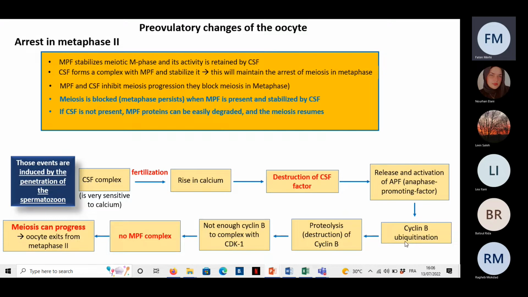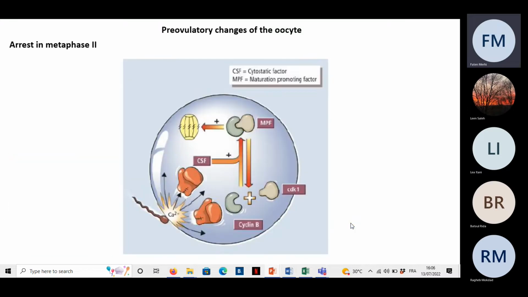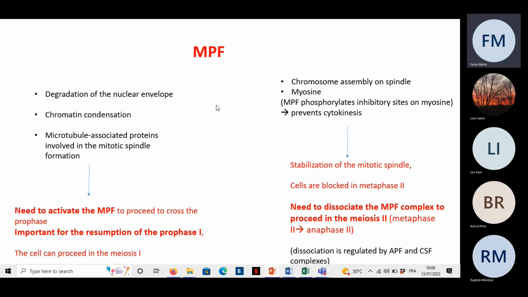So once a protein is ubiquitinated, the ubiquitination is a signal for the degradation of this protein. So whenever the cyclin B is ubiquitinated, it will be degraded. Okay, so we will have the proteolysis and destruction of the cyclin B. And if there is no more cyclin B, the MPF will not find enough cyclin B to form the complex. Okay, and thus we will no more have MPF, and the cells can exit the metaphase 2.